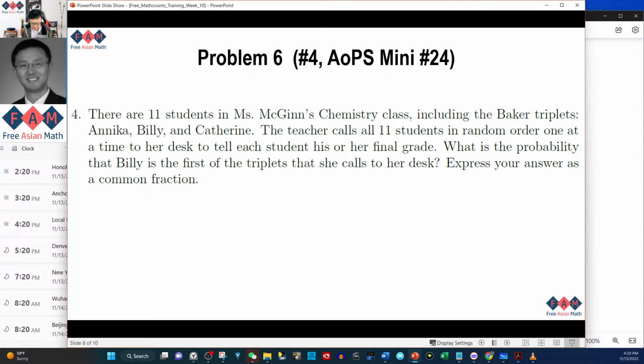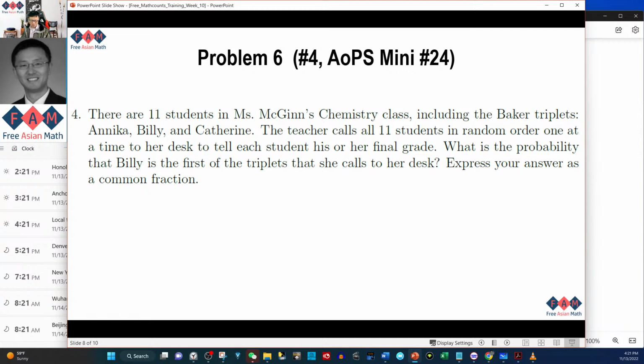Okay. In Miss McGee's chemistry class, there are 11 students. They include the Baker triplets A, B, C: Anika, Billy, Catherine. All right. So the teacher calls all those 11 students in random order and tells each student his or her final grade. What is the probability that Billy is the first of the triplets that Miss McGee will call?